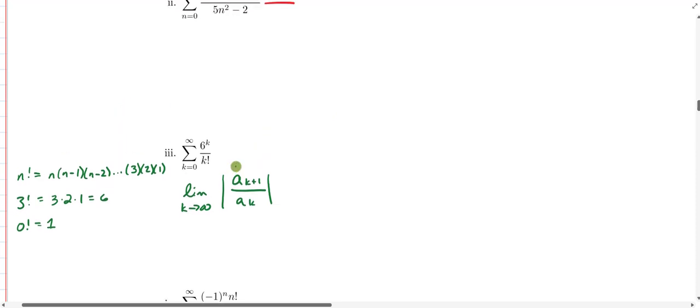So what I'm doing here is I'm taking the ratio of the next term over the current term, and we want that amount to converge to something less than 1 if we are hoping for convergence for this series. So let's go ahead and do so. This is the limit as k approaches infinity of, writing out the k plus 1 term, 6 to the k plus 1 divided by k plus 1 factorial, all divided by 6 to the k divided by k factorial.